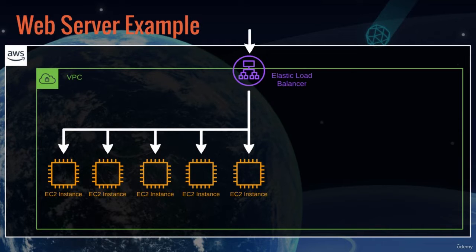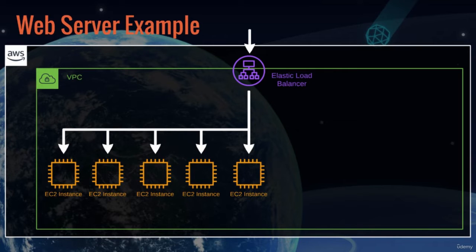And if one of those EC2 instances becomes unhealthy, it will fail a health check with the elastic load balancer. And then the elastic load balancer will no longer send traffic to that unhealthy EC2 instance. But what happens if that demand is only for a short period of time, for example, half an hour? What do we do then?